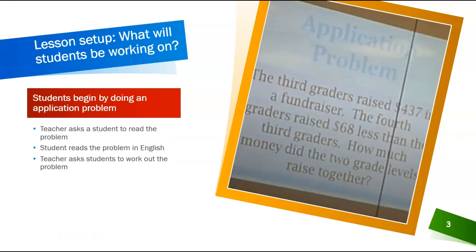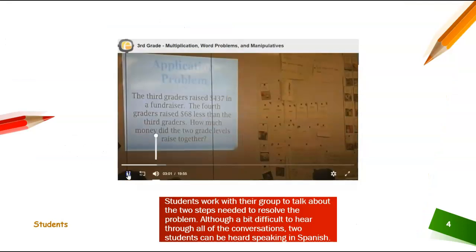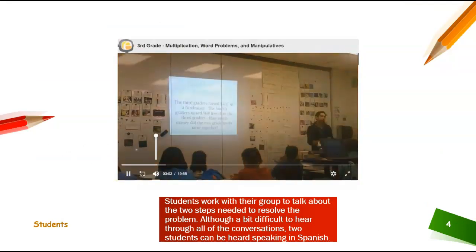In order to provide some context, we will look at the beginning of the lesson. Students will begin by doing an application problem. In the video, the teacher asks the student to read the problem aloud to the class. The student reads the problem in English. The teacher asks students to work out the problem with their groups. In this first video, we will see two instances of translanguaging.